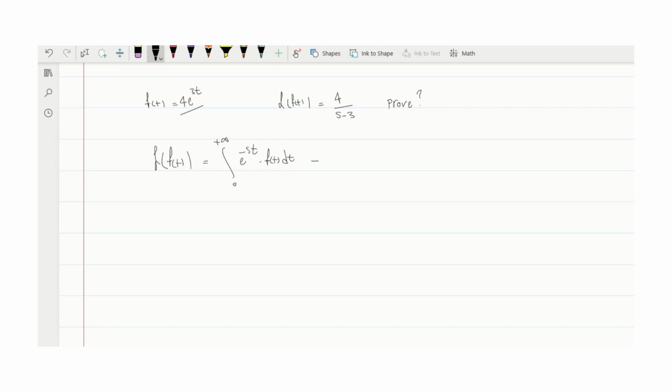dt. Now we're just going to substitute our f of t, which is 4 times e to the power of 3t, into this equation, and we will have the integral of e to the minus st times 4e to the power of 3t dt.